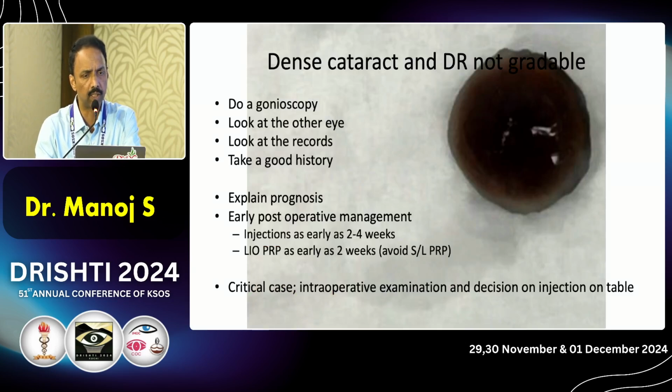In patients with dense cataract and diabetic retinopathy not gradable, we should do a gonioscopy to rule out neovascular glaucoma or NVI. Look at the other eye, it often gives us a clue. Look at the records. They may carry records that the patient had PDR in the past. Take a good history, explain the prognosis, and these patients require early postoperative management.